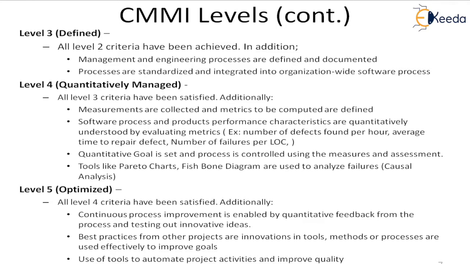So these metrics are taken at a certain interval and they are reviewed. It can be a process metric or a product metric. So the software process or the software products performance can be monitored, understood, and evaluated. These are some examples of process metrics: number of defects found per hour, average time to repair a defect, number of failures per LOC, and so on and so forth. The quantitative goal is set and the process is controlled using the measures and the assessment.